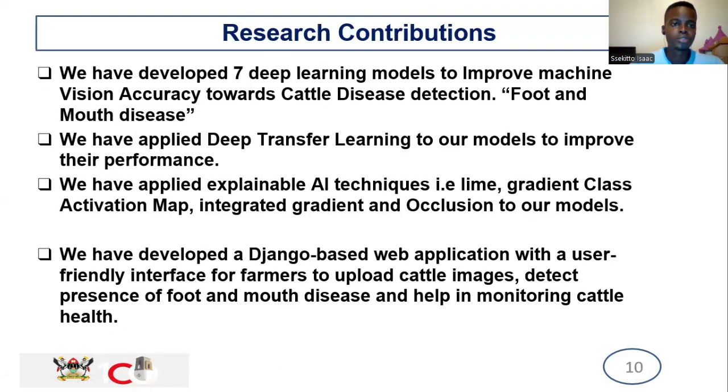We talk about the research contributions. We have developed 7 deep learning models to improve machine vision accuracy towards cattle disease detection, foot and mouth disease, and we have also applied deep transfer learning to our models to improve their performance. We have applied explainable AI techniques such as LIME, gradient class activation map, integrated gradients, and occlusion to our models. Then we also developed a Django web-based application with a friendly user interface for farmers to upload cattle images, detect presence of foot and mouth disease, and help them in monitoring their cattle health.